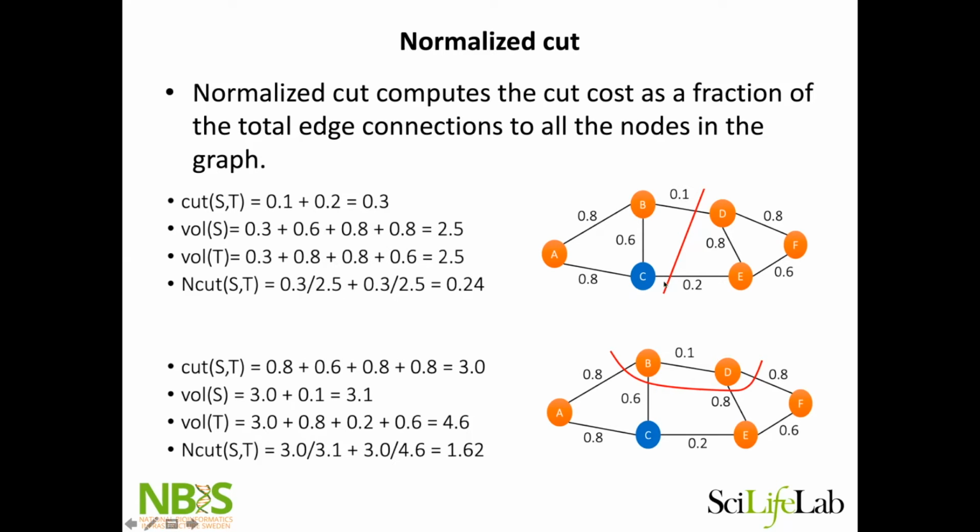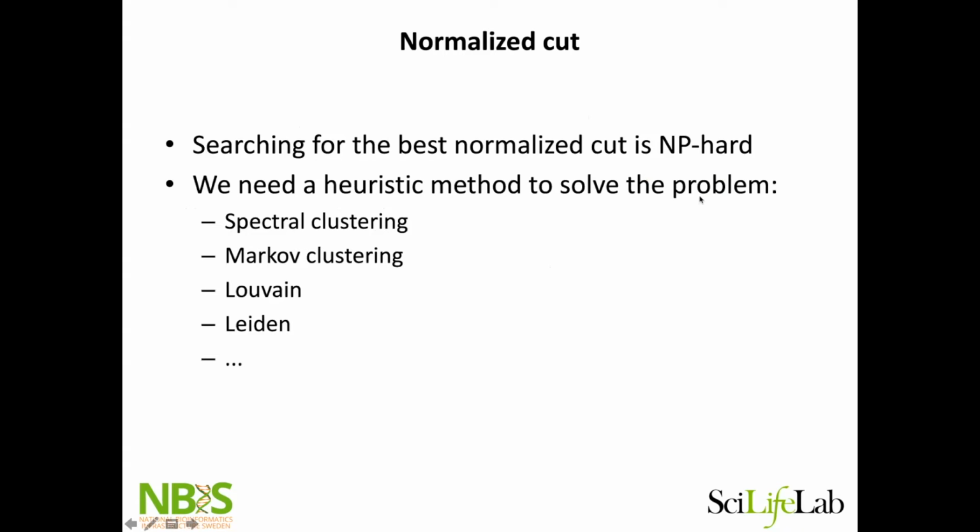So you see this one has a fairly small cut cost of 0.24. But if we would cut here, as you see, these edges have very high weights. The cut cost would be quite high. So in this very small example, this is the optimal normalized cut in this graph. But to test for all possible cuts in a graph of 10,000 single cells is a very big computational problem. So for that reason, there's a lot of different heuristic methods to solve this problem.